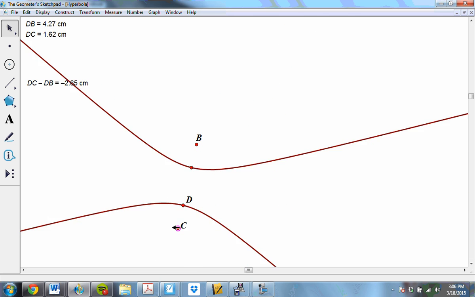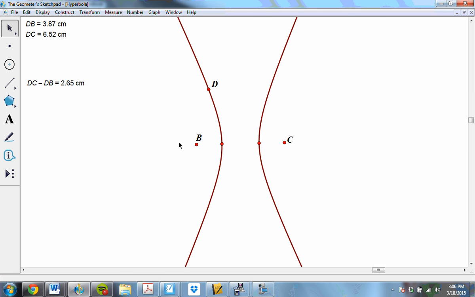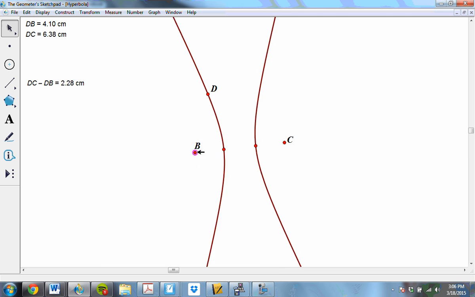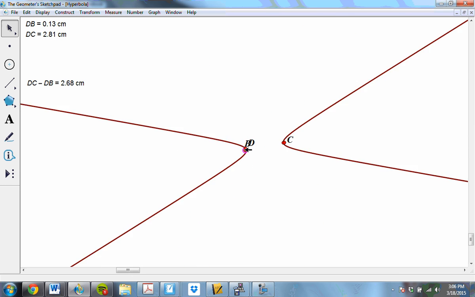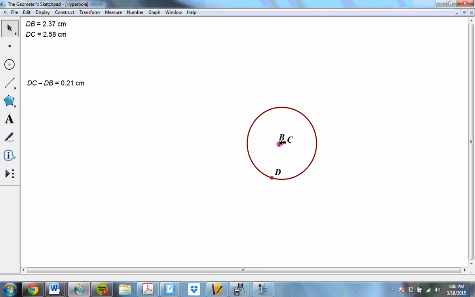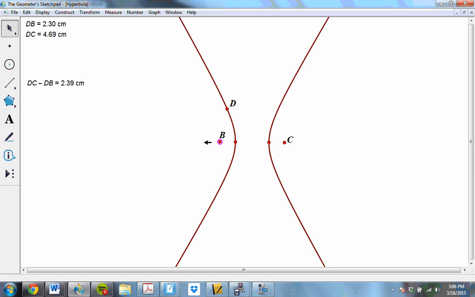So you can change the orientation of these hyperbolas, and you can change the way they look. So if I bring this in closer, closer, closer, it's going to become an ellipse again. And if I bring it in all the way, it's actually a circle. Then back out, here's our hyperbola.